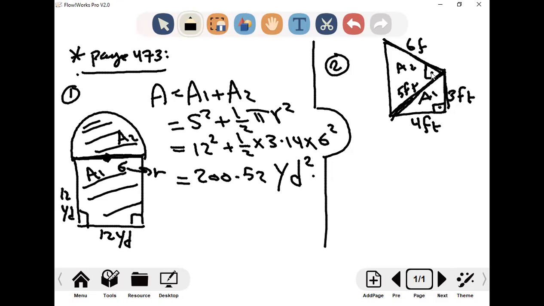Just apply. So the whole area equals half BH for the first triangle plus half BH for the second triangle, right?